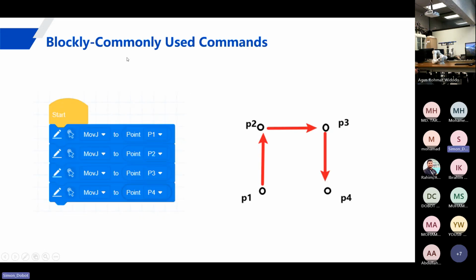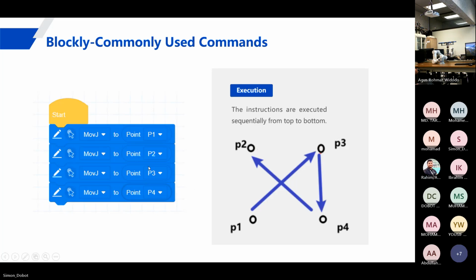So the first one is the commonly used commands. For example, Move J, like the joint move from P1, P2, P3, P4. So you just drag all the blocks you want and choose the points you have taught. For example, if you want to go to P1, P2, P3, P4 like this, or you want to change it to P1, P3, P4, P2, then you just change here.